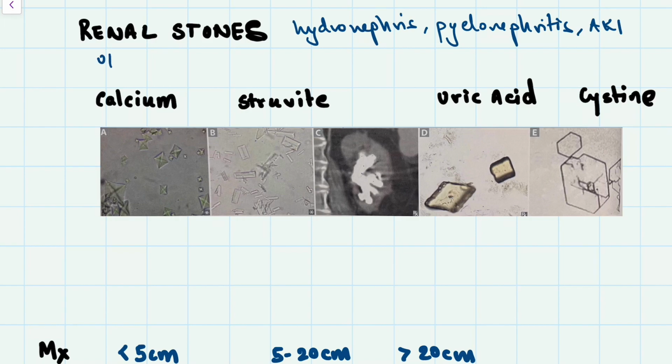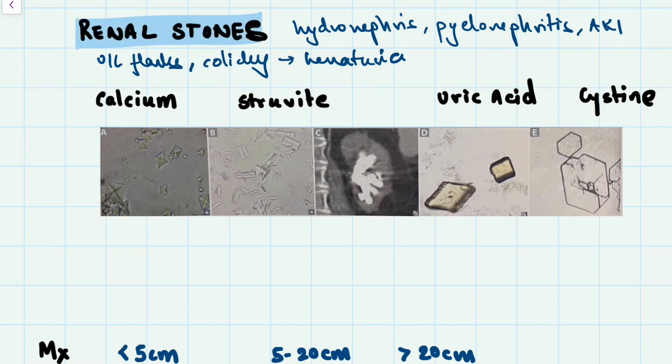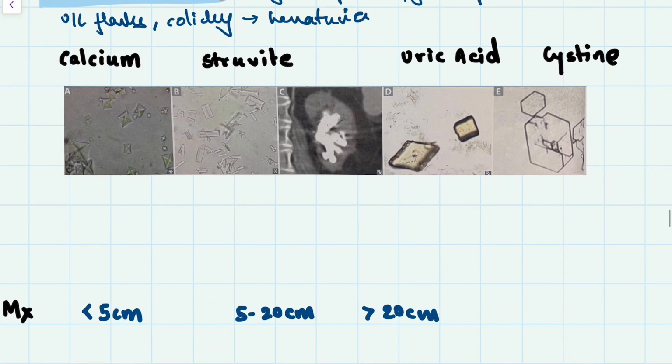If the stone is obstructed, then it causes unilateral pain in the flanks, right? There may as well be flank tenderness. The pain is colicky and it radiates to the groins, and it can also present with hematuria. Remember, there will be no cast present in the case of renal stone. Right, so let us look at these stones one by one.